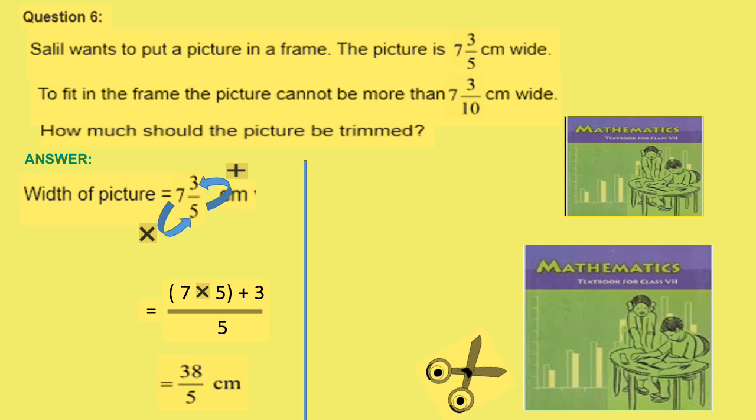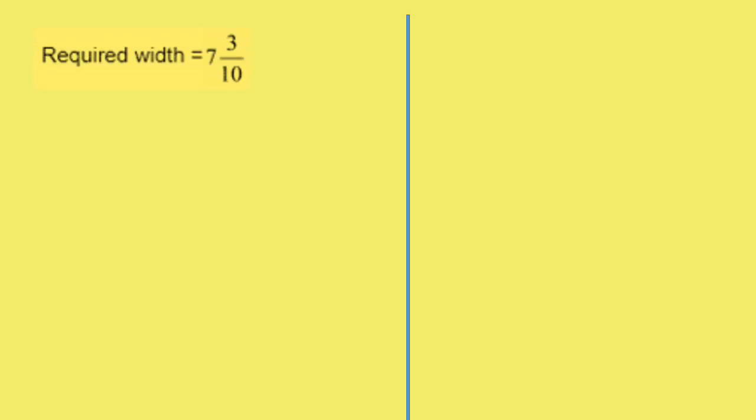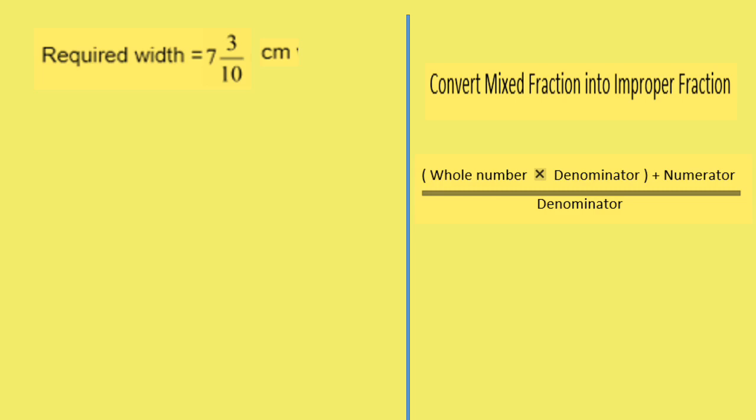And the width of the frame is 7 3 by 10 centimeter. So the required width is 7 3 by 10 centimeter. It should not be more than this. So I am going to convert this into an improper fraction. For converting any fraction into an improper fraction, you can use this formula: whole number into denominator plus numerator by denominator, like this. 7 into 10, 7 is the whole number. I am going to multiply, look here, with the denominator, and then I'll add the result with the numerator like this. Then I'll write the denominator as it is.